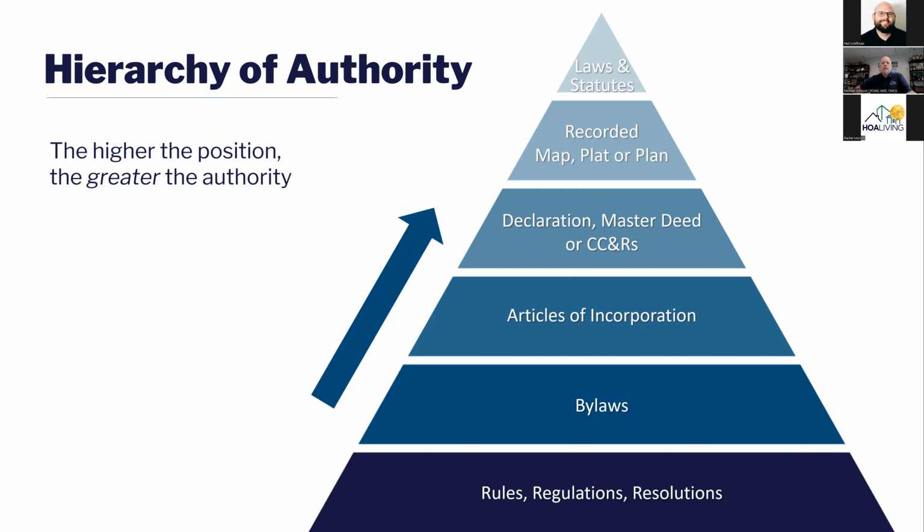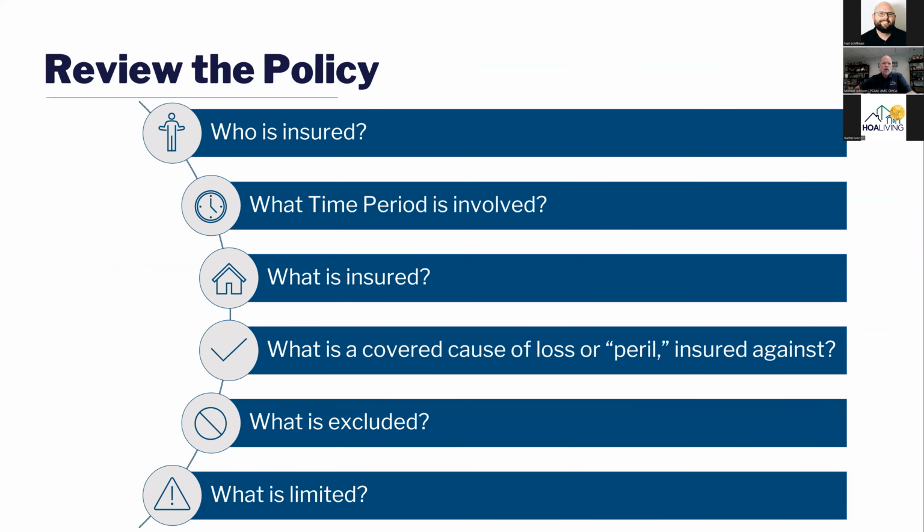When reviewing the policy, we're going to look at who's insured, what's the time period involved. Because remember, insurance policies are 1-year documents, 2 and 3 years are sometimes available. What exactly is insured? What's caused? And what things are not covered, what's excluded, and what are the limits. There might be dollar limits or time or amount of claim limits.